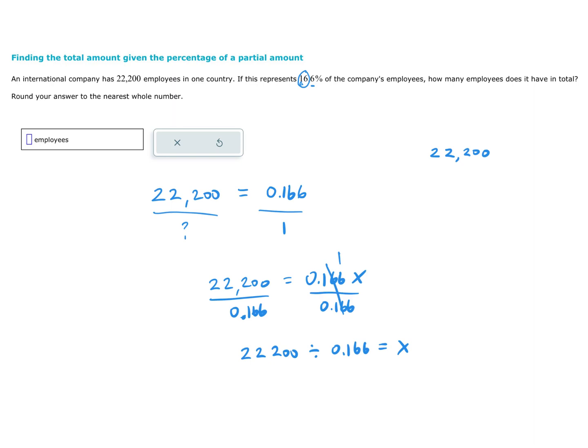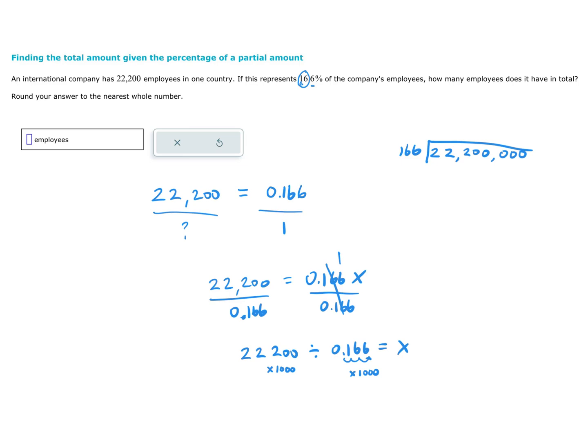So we have 22,200, and we're dividing by 0.166, but we can't divide by a decimal like that. So what we're going to do is multiply 0.166 by 1, 2, 3 place values. So that means we're going to multiply it by 1,000. And then we're going to do the same thing to our dividend, so we're also going to multiply this by 1,000. And notice that when we multiply by 1,000 and then divide by another 1,000, that's really 1 whole. So we're not changing our problem. So we need 3 more zeros, and now we can divide this by 166.